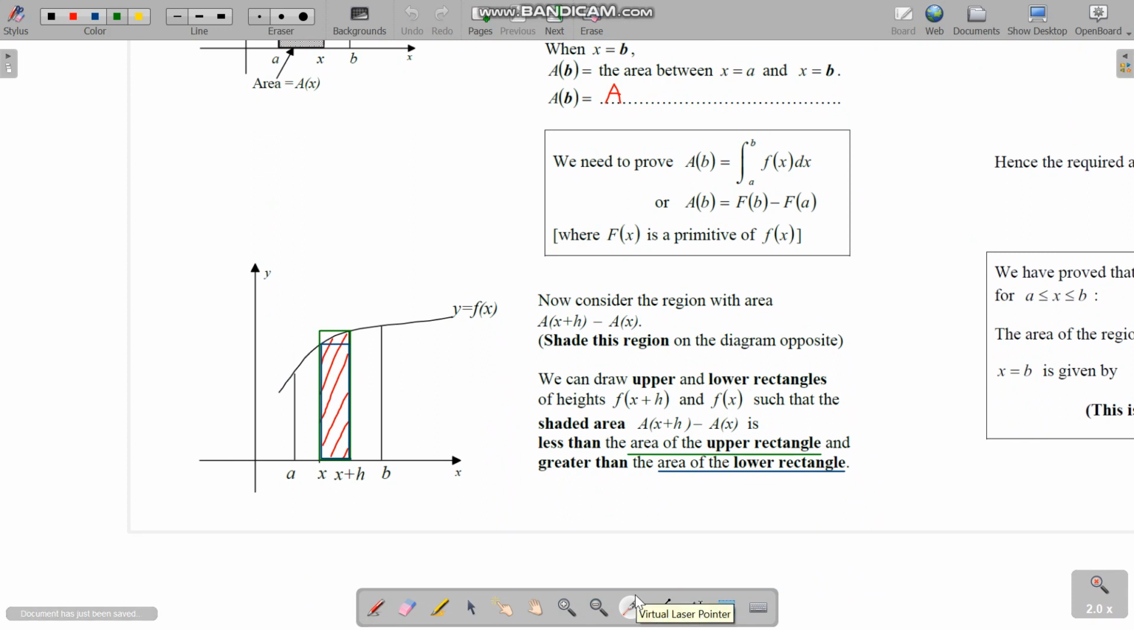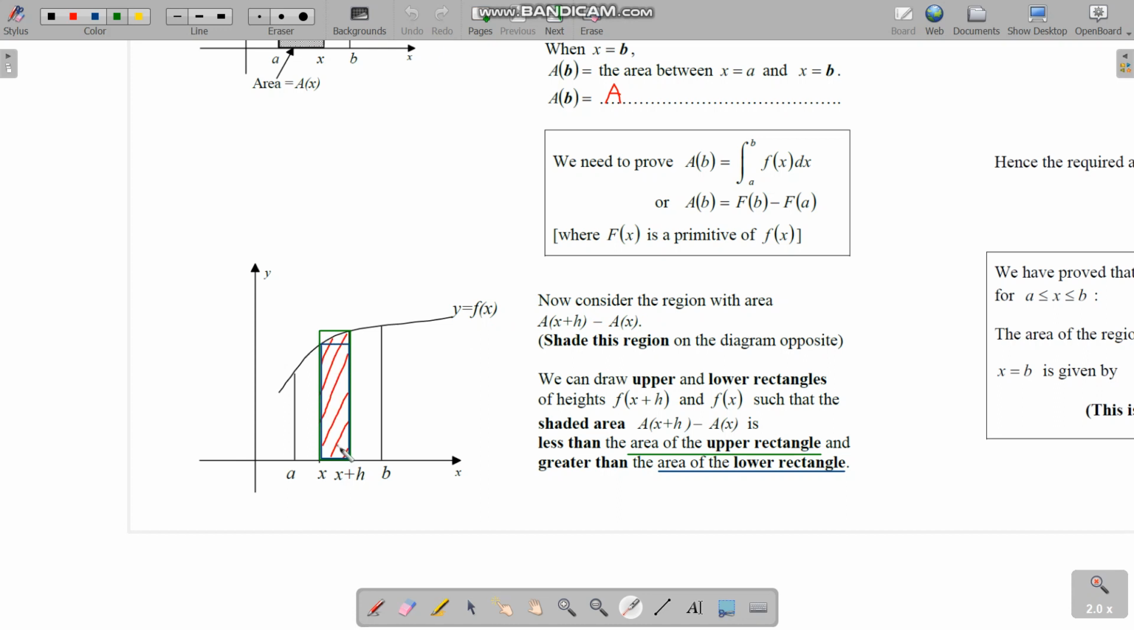So now we consider the region with the area A of x plus h, which is this area, from a to x plus h. This area minus A of x, the smaller area from a to x, gives this area. So the shaded part in red is A of x plus h minus A of x.